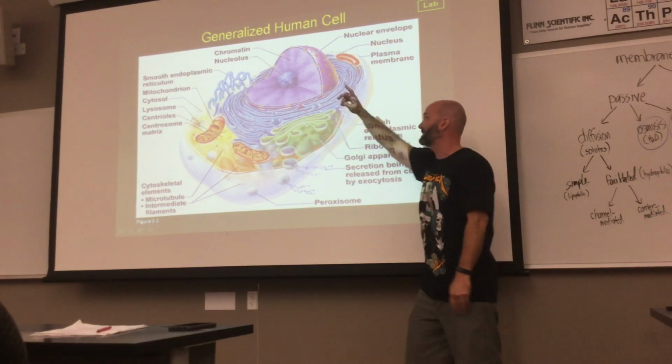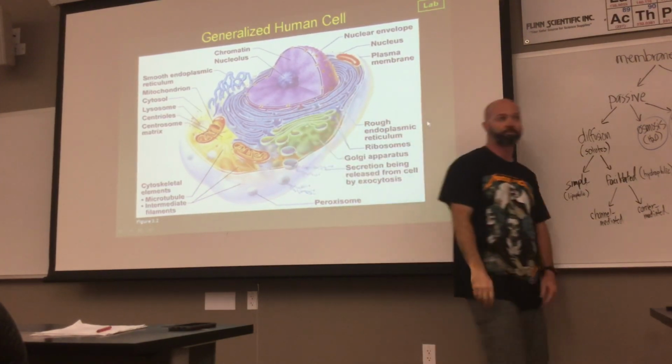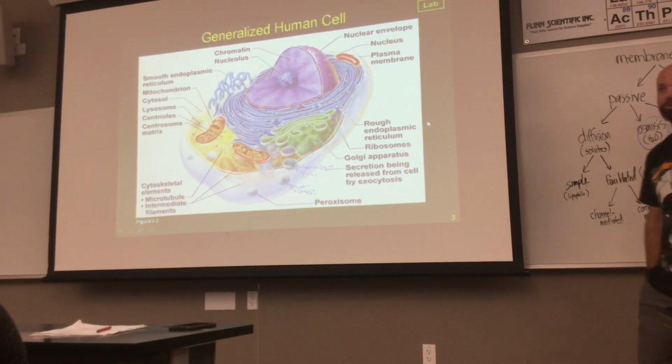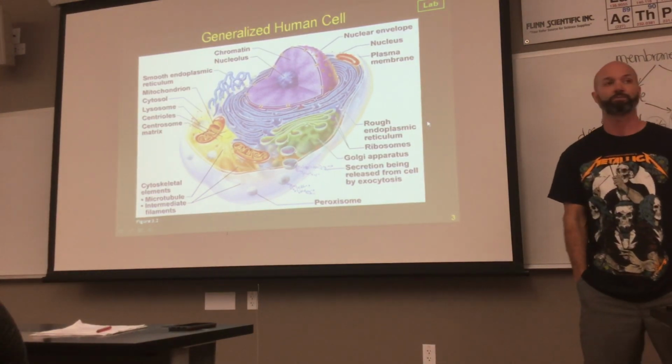Do you know of a cell that does not have a nucleus? Is that the red blood cell? That's right, red blood cells do not have a nucleus. Therefore, what can they not do? Replicate. Cannot replicate, no mitosis. What else?